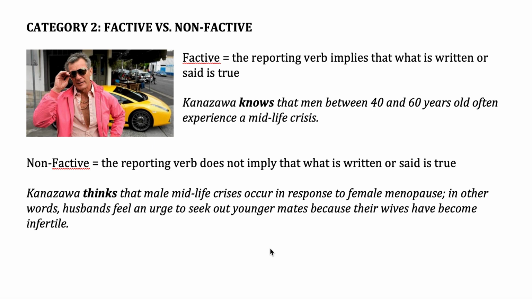Let's now take a look at our second category, factive versus non-factive. This might also be the most important category for us. If we say a reporting verb is factive, it implies that what is written or said is true. All right, so take a look at an example here. Here's the factive reporting verb, Kanazawa knows. And here's the statement: Men between 40 and 60 years old often experience a midlife crisis.